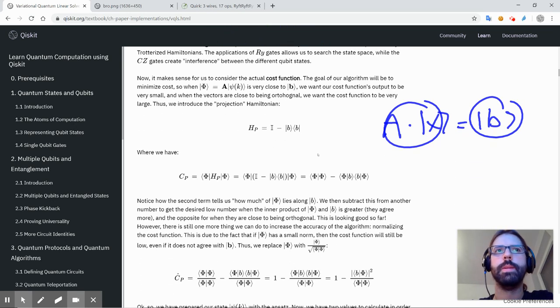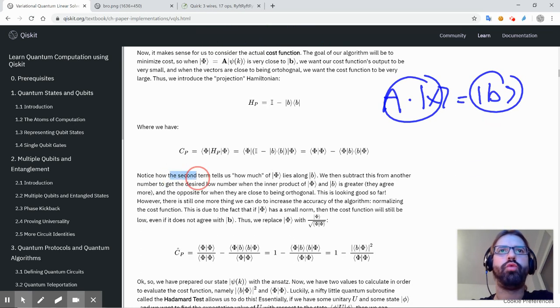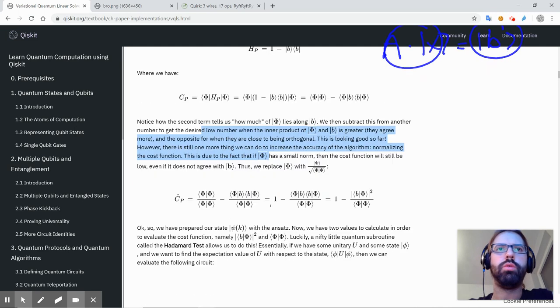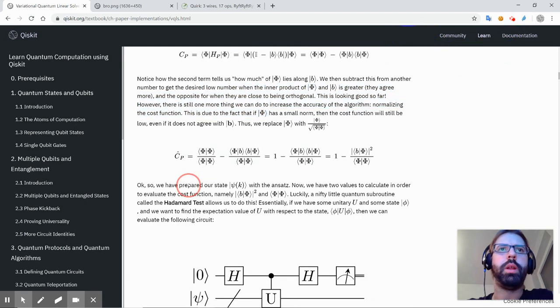How much? Oh yeah, okay. So how much this lies along, whatever this is, phi along B. We then subtract these from another number to get the desired low number. Then the inner product is graded. So we've prepared our state with the answers. Now we have two values to calculate in order to evaluate the cost function, namely these and these.